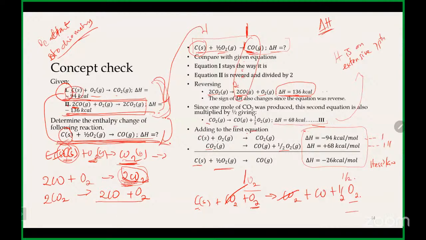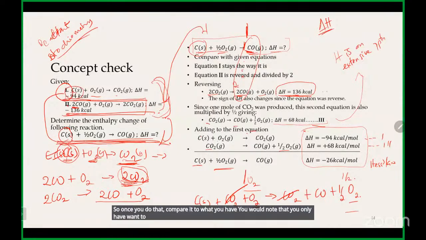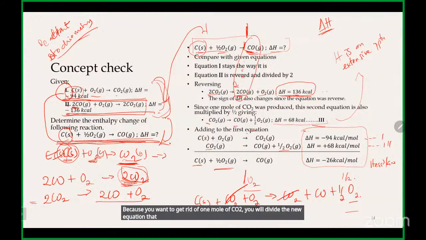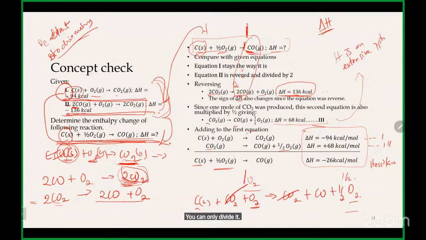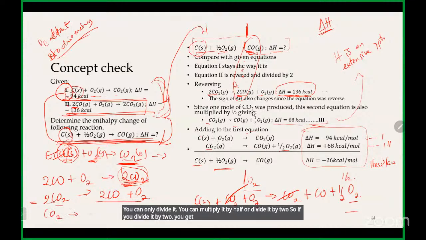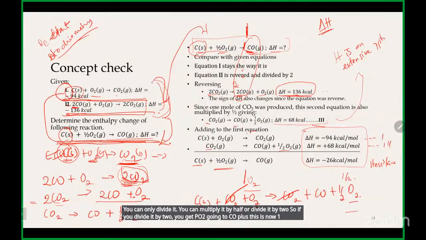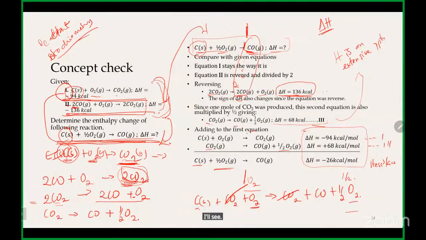So once you do that, compare it to what you have, you would note that you only want to get rid of 1 mole of CO2. Because you want to get rid of 1 mole of CO2, you will divide the new equation that you've reversed by, what do you think? You can multiply it by half or divide it by 2. Yes, divide it by 2. By 2, you get CO2 going to CO plus 1 over 2 O2. So that is what we have here.